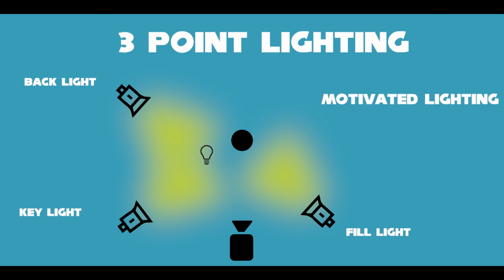Then we have motivated lighting. So this is when the light in the scene imitates a natural source within the scene. The difference between motivated lighting and practical lighting is that the motivated lighting enhances and replicates practical lighting. This could be something like a lamp or a candle or anything that you can see within the frame. And that's 3-point lighting with a little twist.